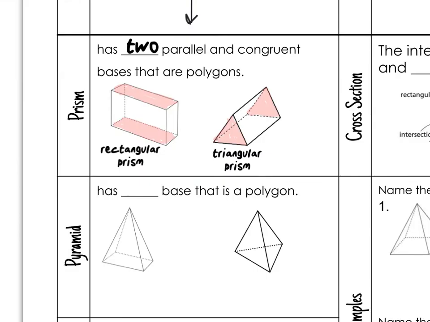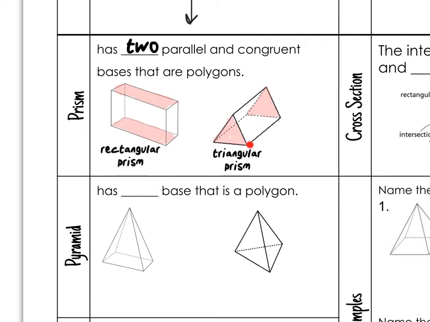Now let's take a look at the word prism. A prism has two parallel and congruent bases that are polygons. So in the picture below, I have colored in the bases. If you're looking at this prism here, these two rectangles are the bases. They're parallel to each other, meaning they're the same distance apart at any point. And because the bases are rectangles, and there are two of them, we call it a rectangular prism.